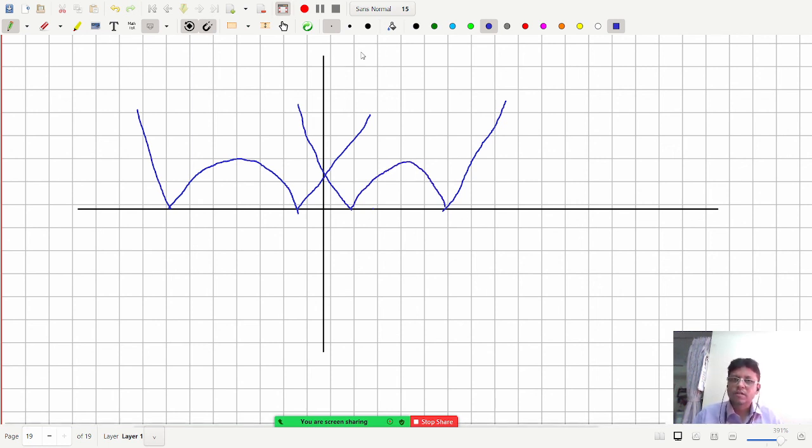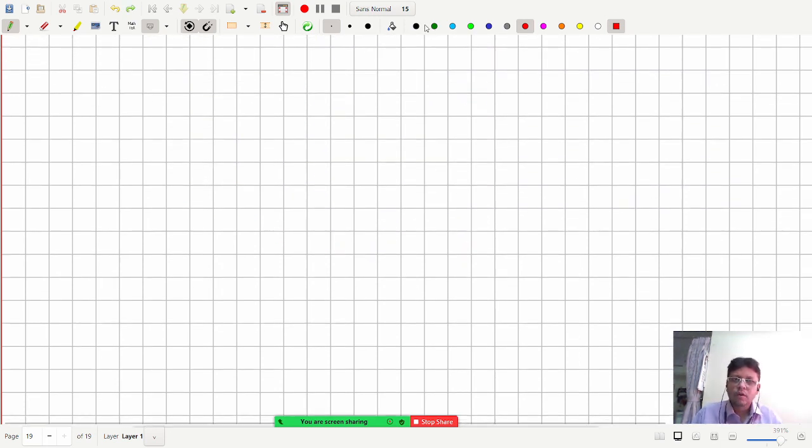That's the modulus. And also you have e to the power minus x and e to the power mod x, that will be like this. So in this case, this is the parabola, and this is the exponential. It will look like this. Let me draw another diagram and show you.